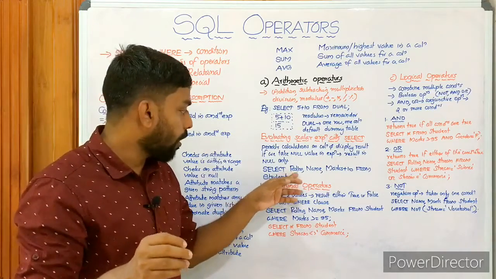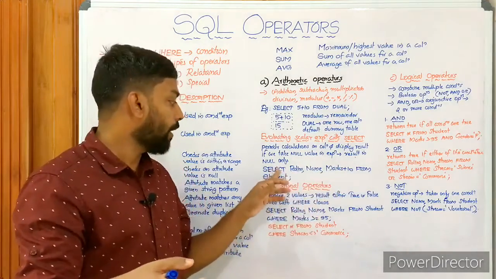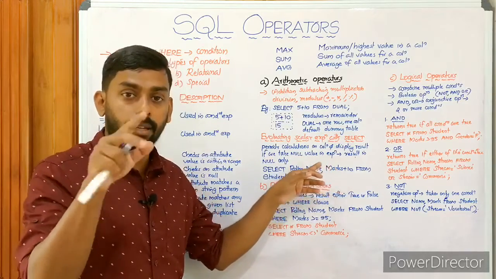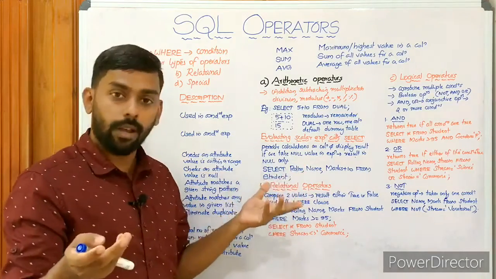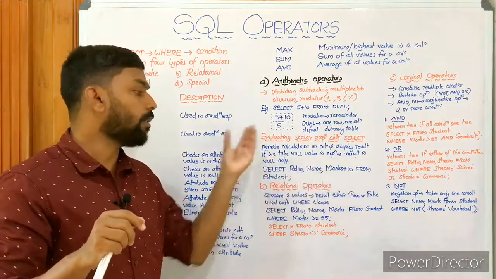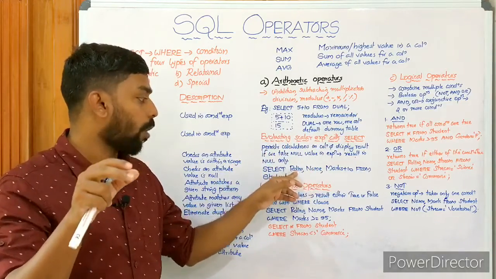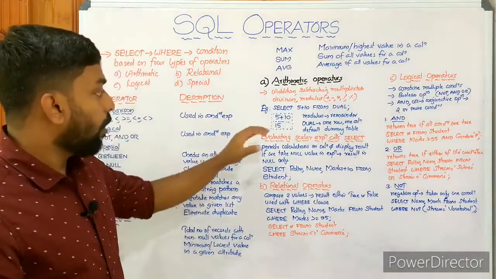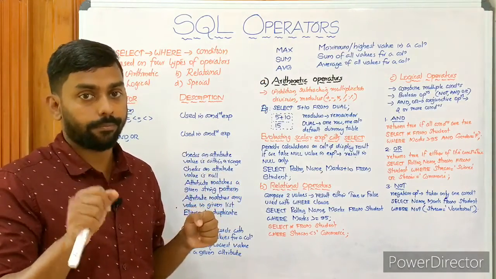Roll number 1, Arun has 90 marks. 10 will be added to 90, that is 100. Then the second person, Arunima, roll number 2, has got 85 at present, and 85 plus 10, 95 will be the new marks. So all the 30 students' marks will be increased by 10. This is how we can work with evaluating scalar expression with select. We can have roll number and name as scalar expressions, and marks plus 10 is a mathematical expression. So this is all about arithmetic operators.